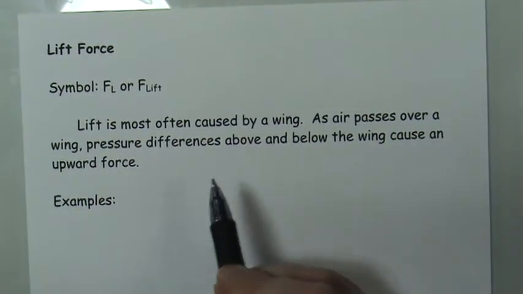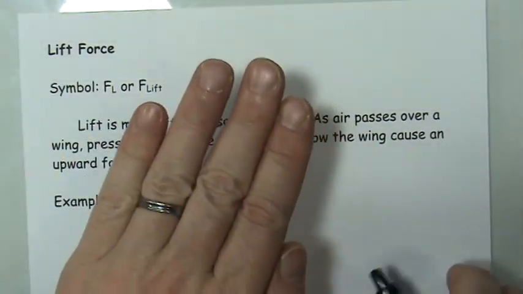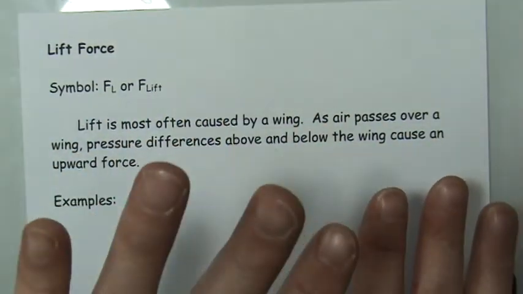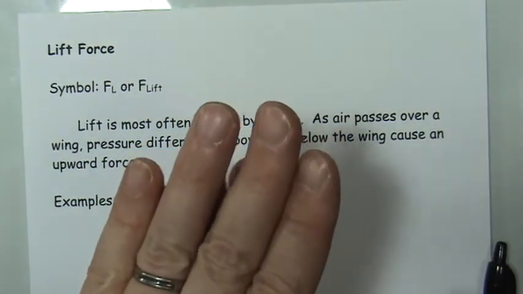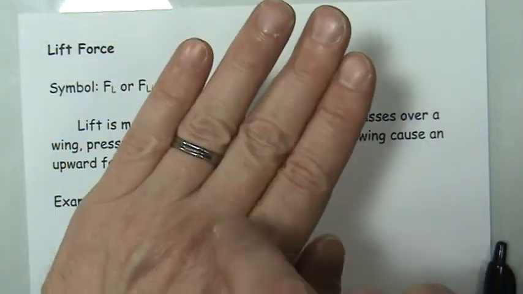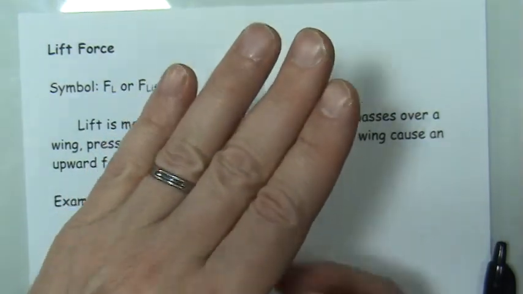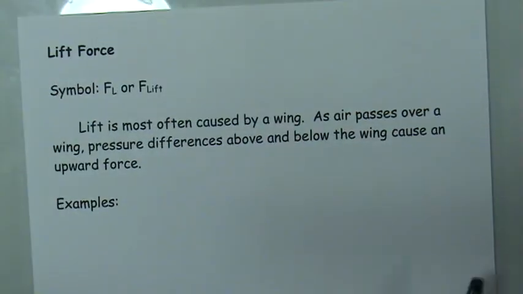The lift is caused when the air flows over the wing. As air flows over and under the wing, because of the shape of the wing, it causes higher pressure on the underside of the wing than on the top side. And because the pressure is so much greater on the bottom side of the wing, it produces lift, the upward force that is exerted on airplanes.